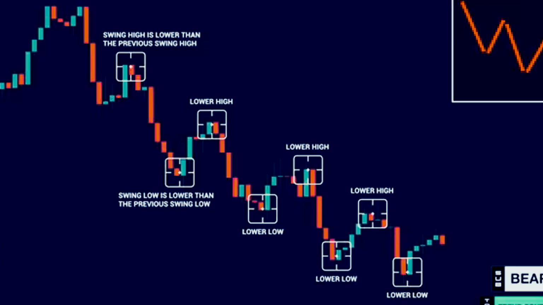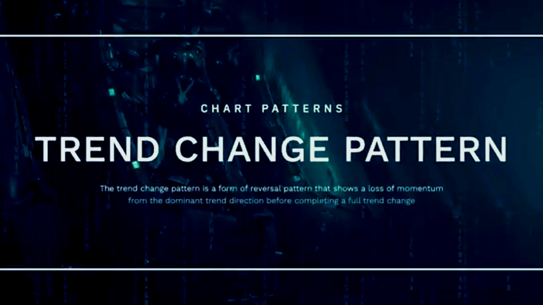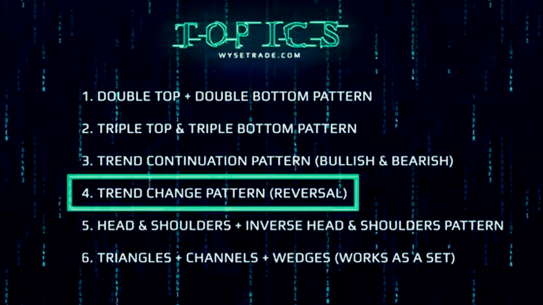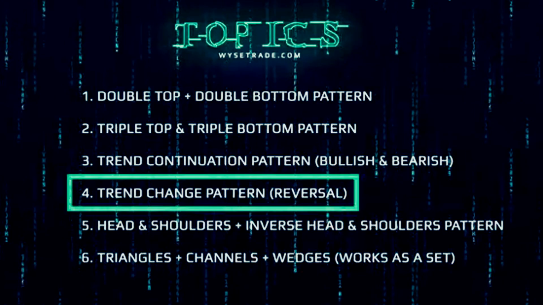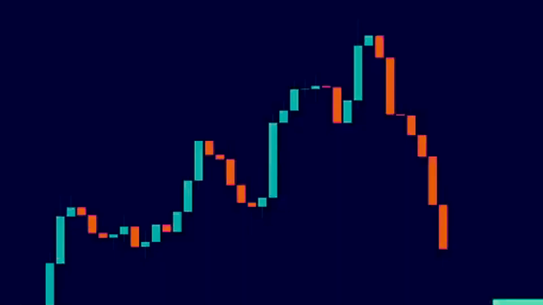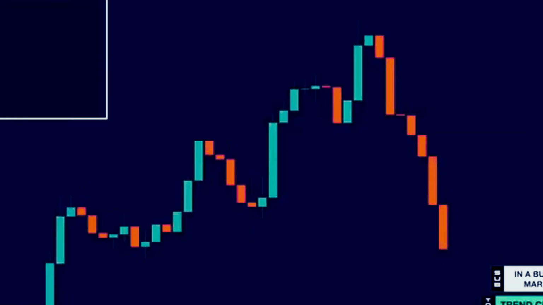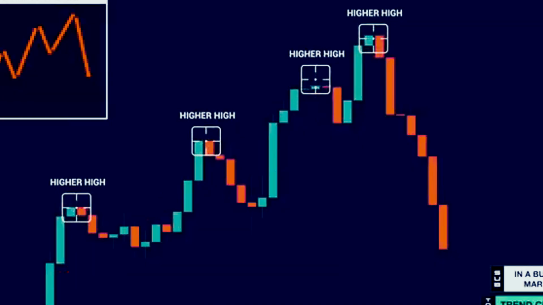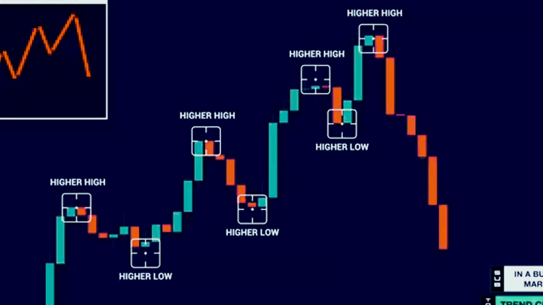Now moving to the next pattern. The trend change pattern. In a bullish market, there are 2 ways the trend change pattern can form. Variation 1. You have your moving uptrend through the higher highs and higher lows, before price makes a lower low, giving you your trend change pattern in a bullish market.